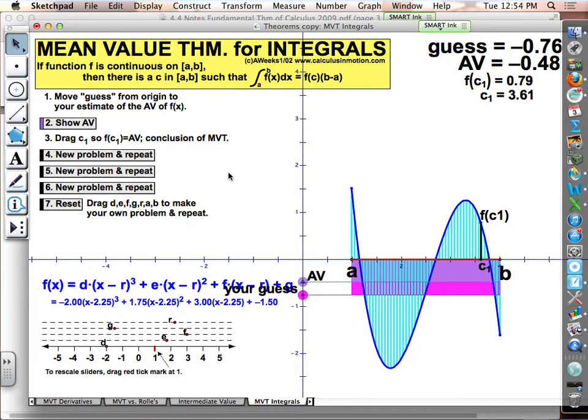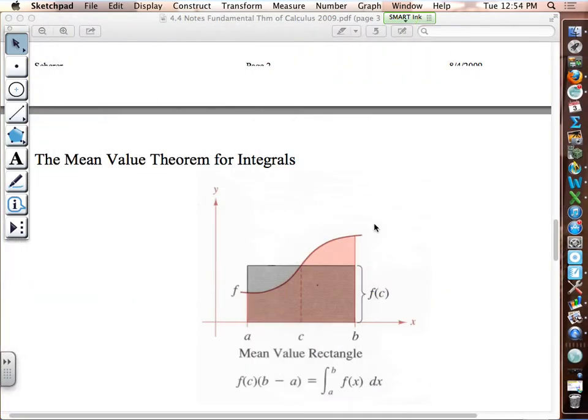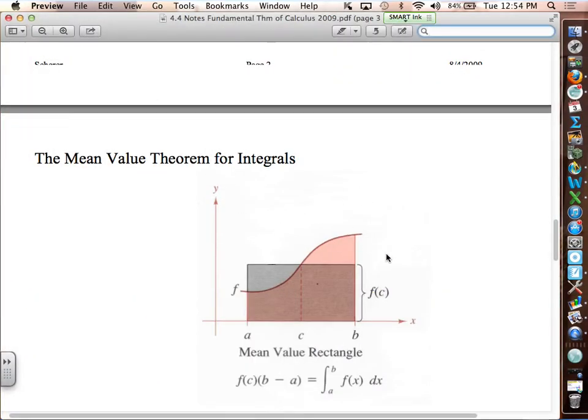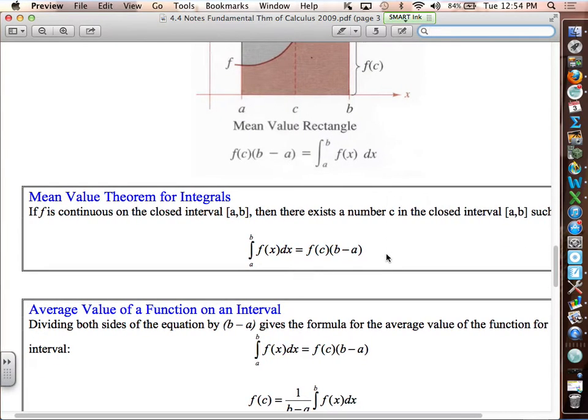So that's kind of the idea. The average value rectangle can be above the x-axis or below the x-axis. It's going to depend on what your curve looks like. If there's more area above the x-axis, it'll go above, and if there's more area below, it'll go below. So let's figure out how we can do this with some calculus.